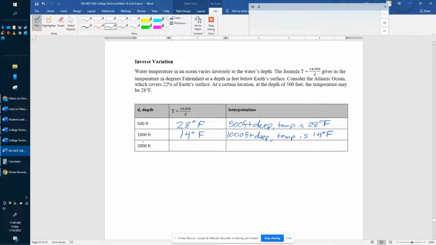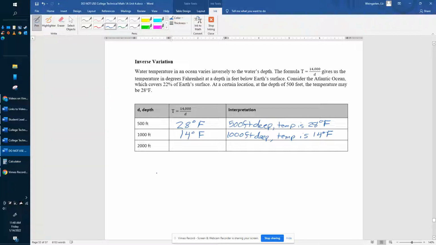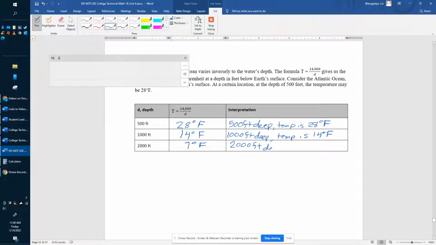How about at 2,000 feet? 14,000 divided by 2,000, we get 7 degrees Fahrenheit. So at 2,000 feet, I keep saying degrees, deep, the temp is 7 degrees Fahrenheit.